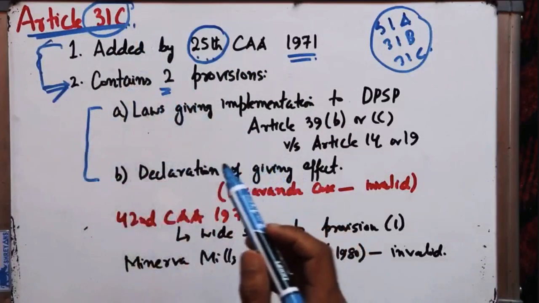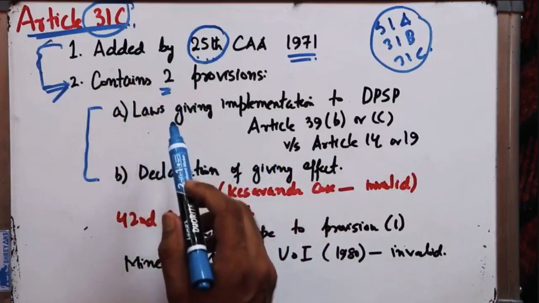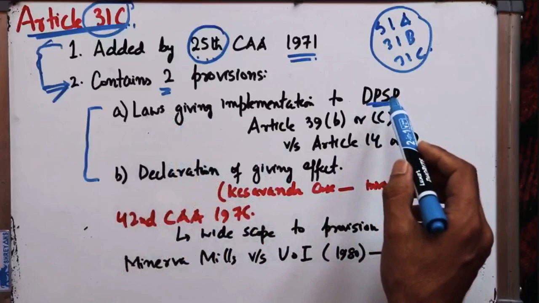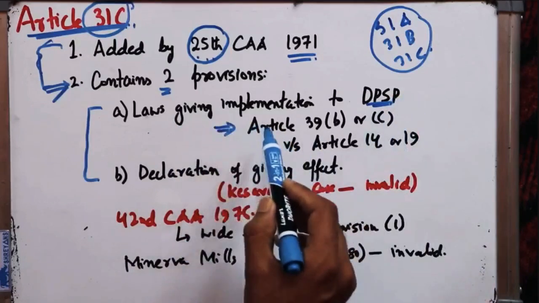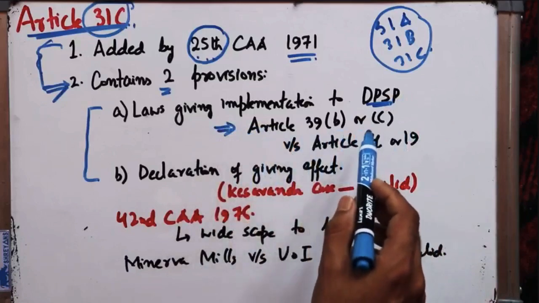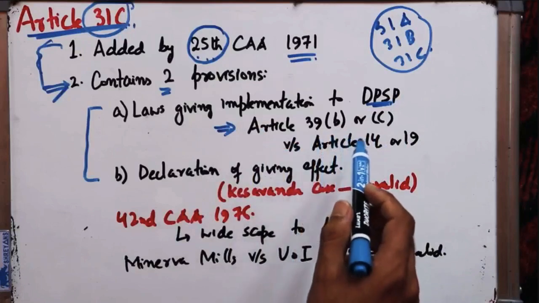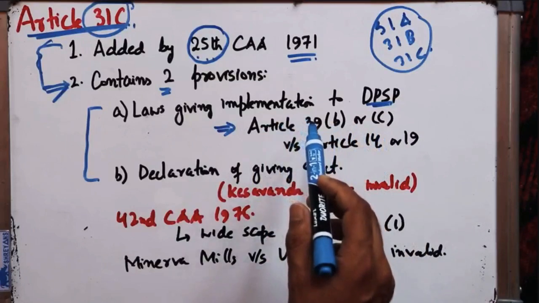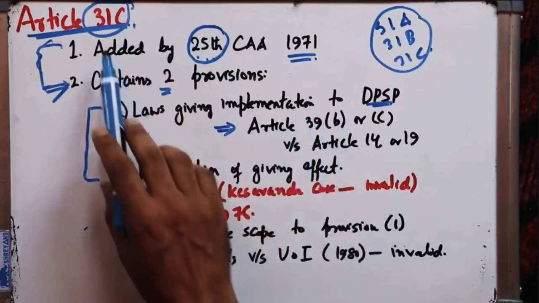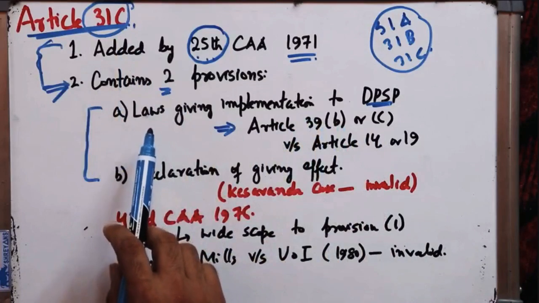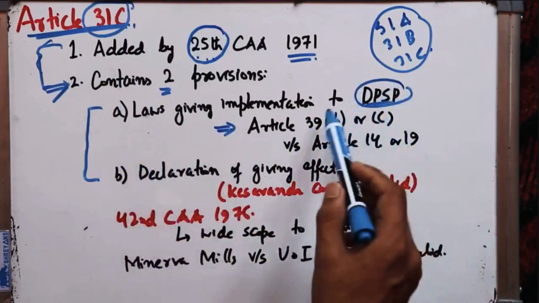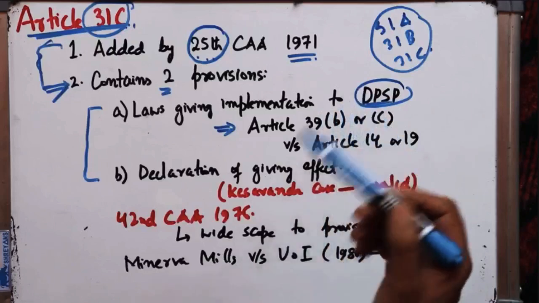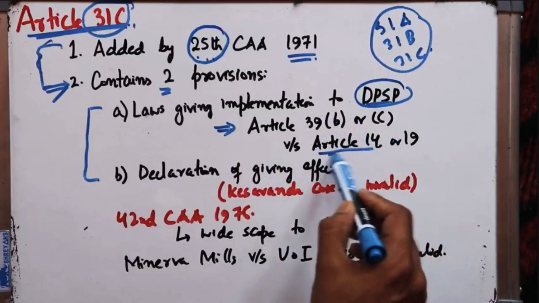The first provision of Article 31C, very important, provides that no laws that seek to implement the directive principles of state policy, some of the socialistic directive principles which were specified under Article 39B or C, 39 clause B or 39 clause C. So Article 39 clause B or Article 39 clause C in Part 4 of the Constitution of India are the directive principles of state policy, the socialistic directive principles of state policy, right? So Article 31C, the first provision, says that no laws that seek to implement the directive principles of state policy enshrined in Article 39 clause B, clause C shall be said to be void on the ground that they are in contravention with the fundamental rights conferred under Article 14 and under Article 19.